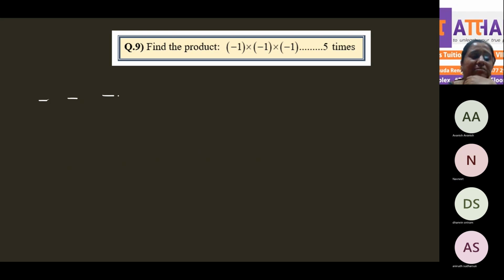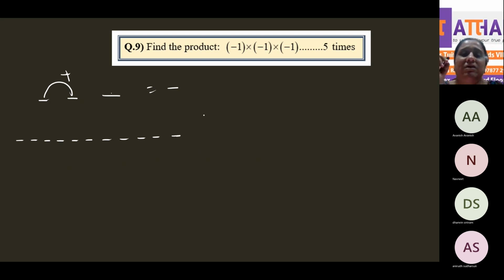Because minus, minus and minus, we have 3 times. This minus into minus is plus. Now this plus into minus will be minus. So whenever you have an odd number of minus signs, one minus sign will be left alone. See here: 1, 2, 3, 4, 5, 6, 7, 8, 9, 10, 11. Okay, 11 minus signs you'll have to multiply.